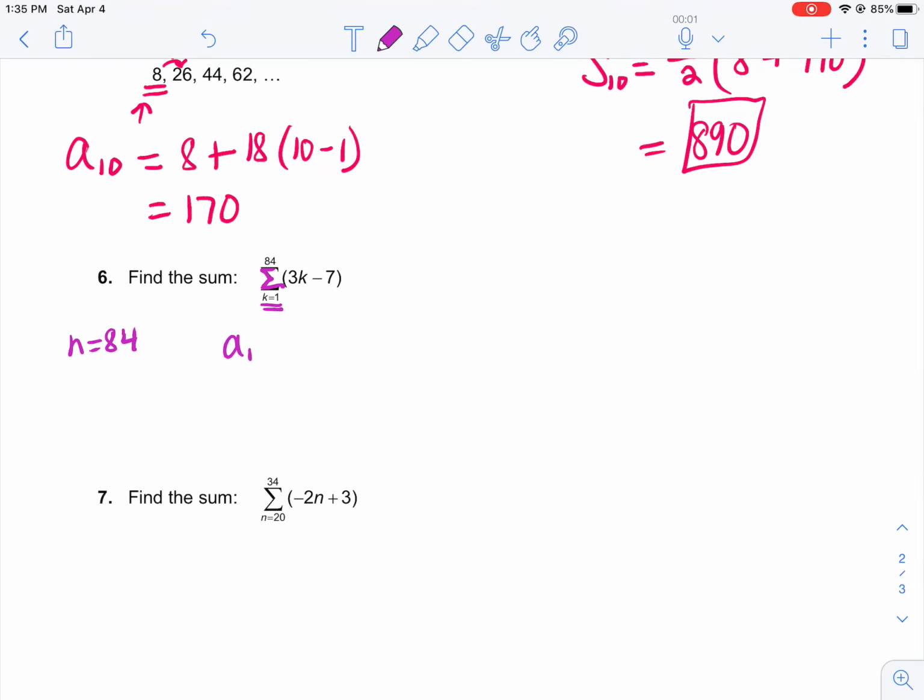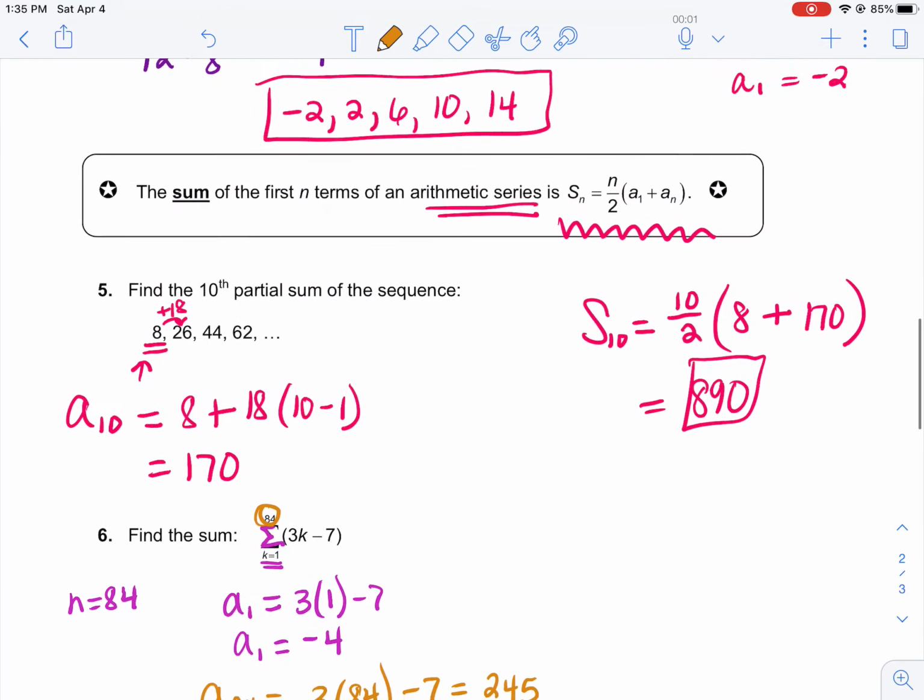Let's go ahead and find the first term. A sub 1 would be 3 times plug 1 in for k minus 7. So the first term is equal to 3 minus 7, which is negative 4. I also need to find the last term, which is the 84th term. In order to find the 84th term, remember 84 is up on top, that's the last term in this sequence. I'm going to do 3 times 84 minus 7. 3 times 84 minus 7 is 245.